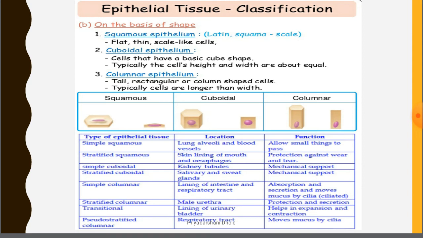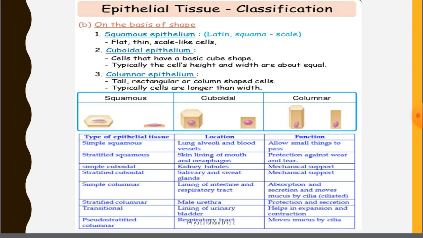Absorption and secretion, and it moves mucus by the cilia. Next one is the stratified columnar, present in the male urethra, for protection and secretion. Next one is the transitional epithelium, present in the lining of the urinary bladder. It helps in expansion and contraction. And last is the pseudostratified columnar, which is present in the respiratory tract.